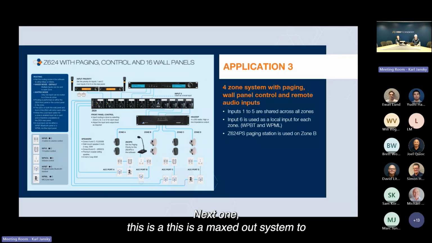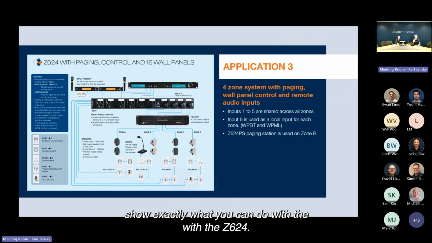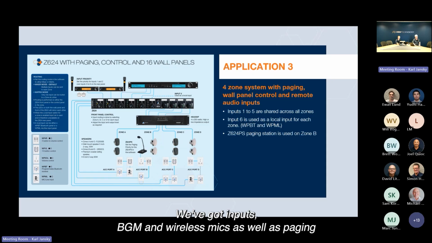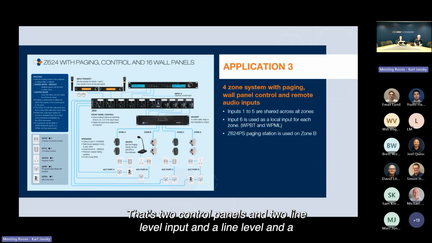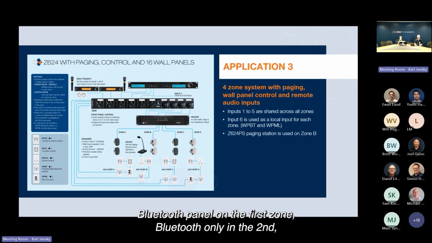Next one. This is a maxed out system to show exactly what you can do with the Z624. We've got inputs, BGM and wireless mics, as well as paging going into the Z624, going out to 4 zones, and you can see each zone has up to 4 wall panels connected to it. That's 2 control panels and 2 line level input, and a line level and a Bluetooth panel on the first zone, Bluetooth only in the second, 2 Bluetooth and a Bluetooth and line level in the other zone.